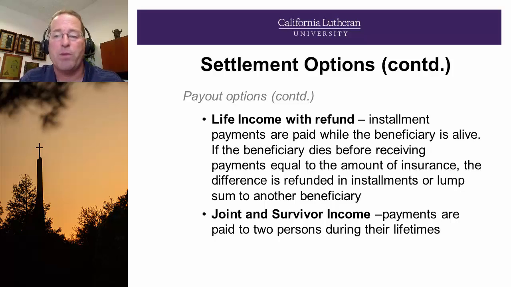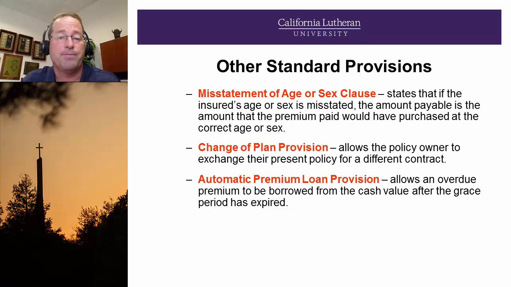We have life income with refund. Installment payments are paid while the beneficiary is alive. If the beneficiary dies before receiving payments equal to the amount of insurance, the difference is refunded in installments or a lump sum to another beneficiary. And we also have joint and survivor income. Payments are paid to 2 persons during their lifetimes. So again, a lot of these resemble annuities because you are basically annuitizing the death benefit.